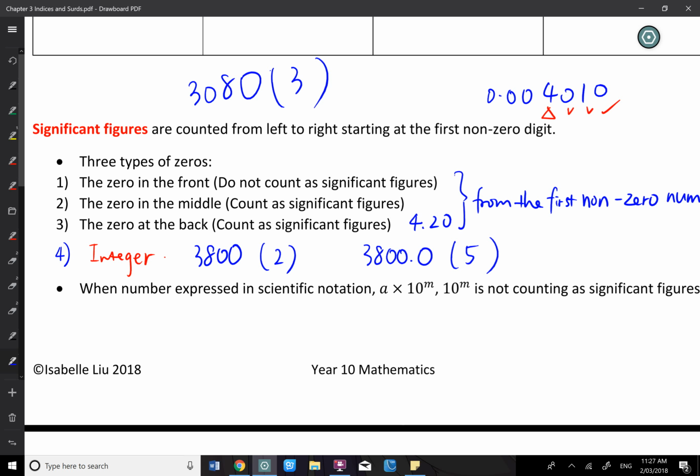This is just some complex rule. It's hard to explain, but basically follow 2 rules. First, if it's not an integer, we start to count from the first non-zero digit. Second, if it is an integer, we don't count the 0s at the end. So those are the 2 basic rules we use here.